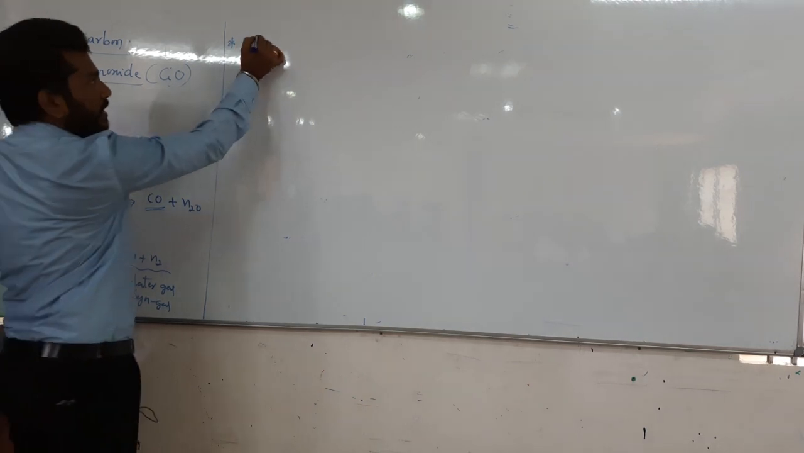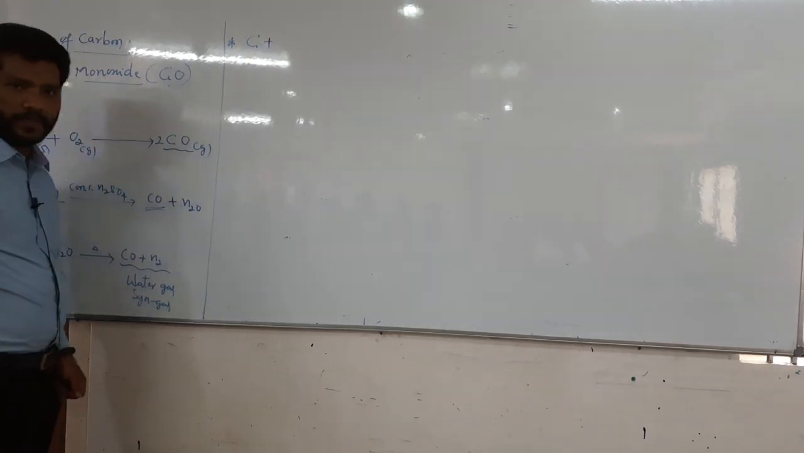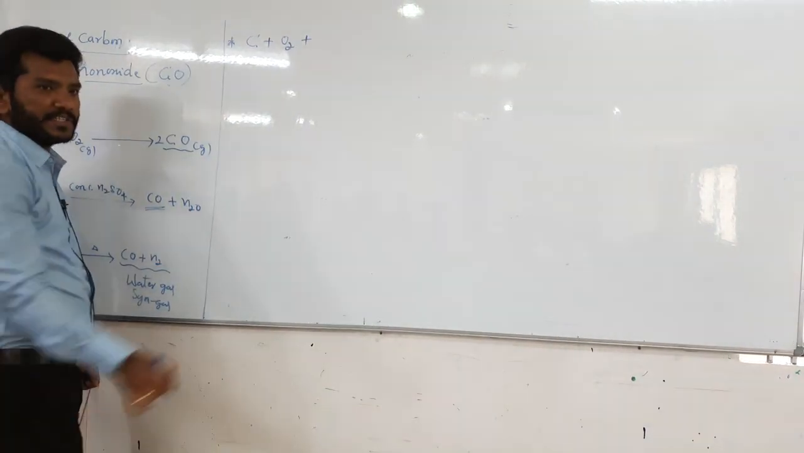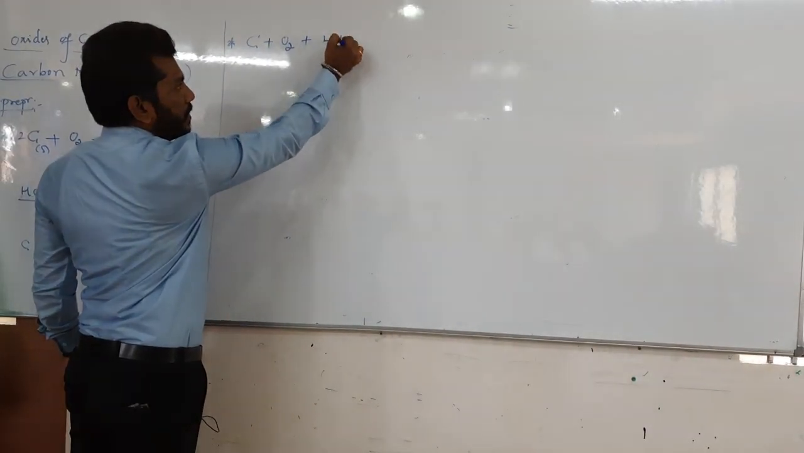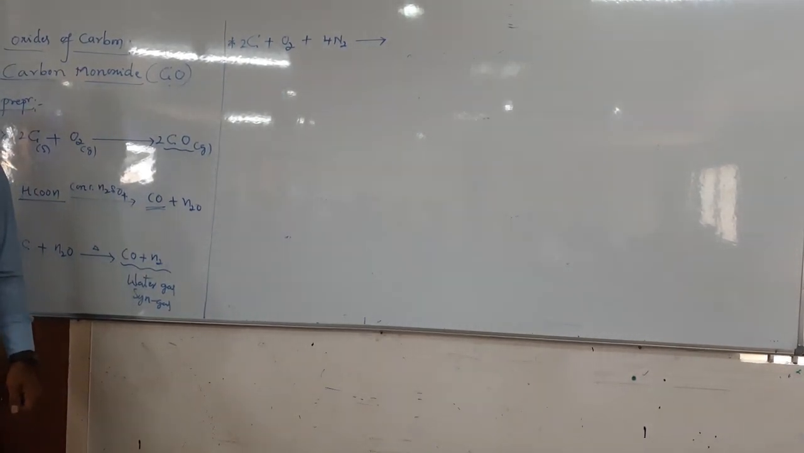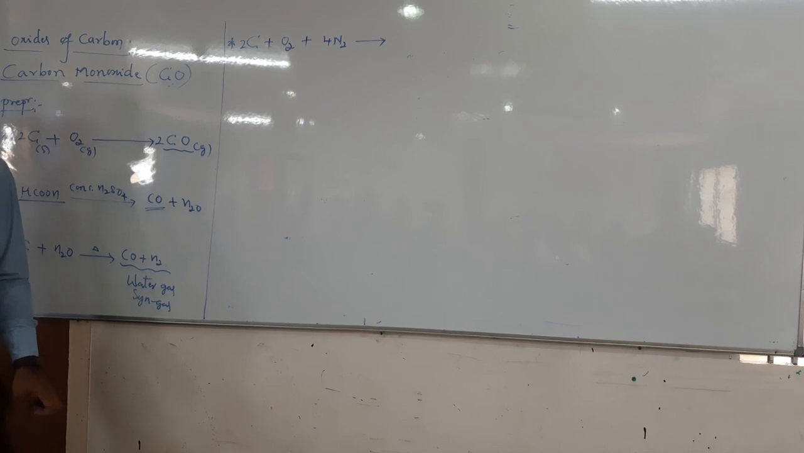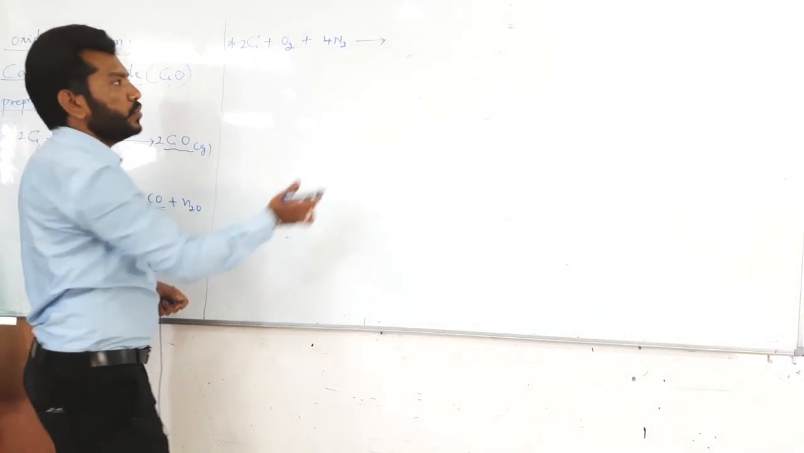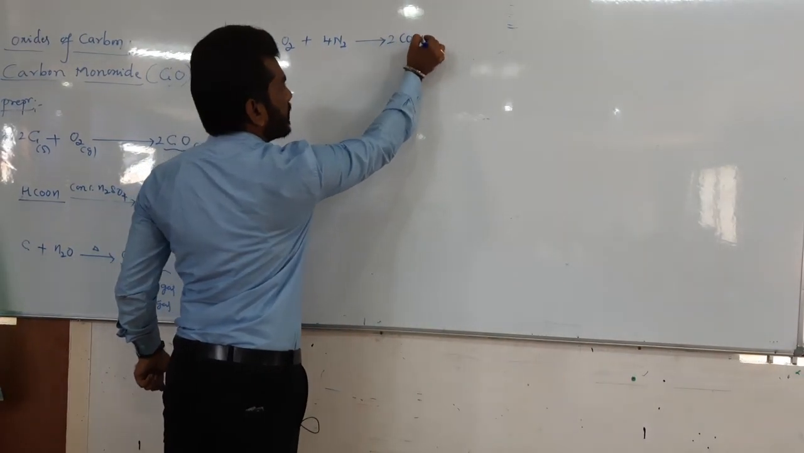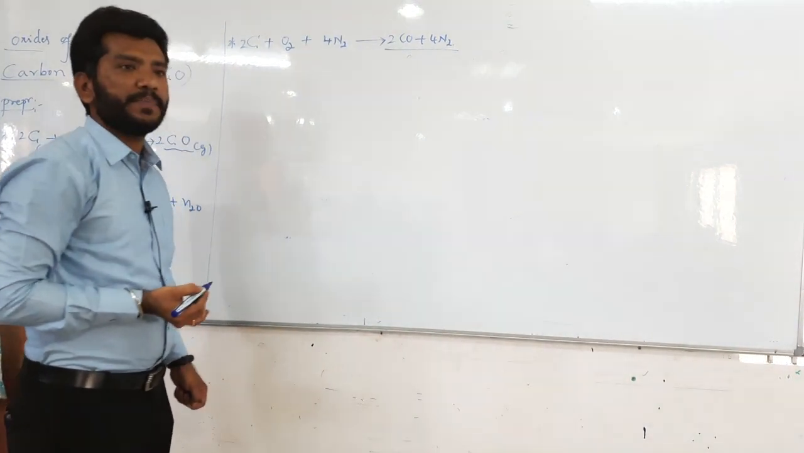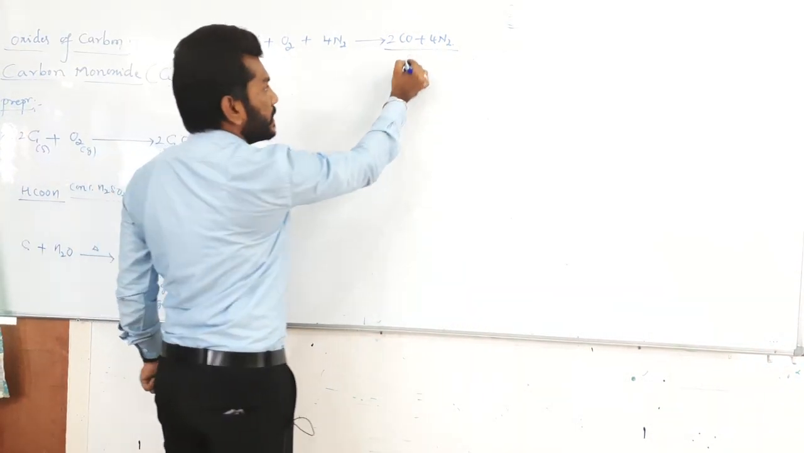Another method to prepare carbon monoxide: again we have coke, that has to be heated in the presence of oxygen as well as nitrogen, guys. What you could expect is CO plus N2, that composition is called producer gas. So 2CO plus N2 is formed. Carbon monoxide and nitrogen is the composition of producer gas.